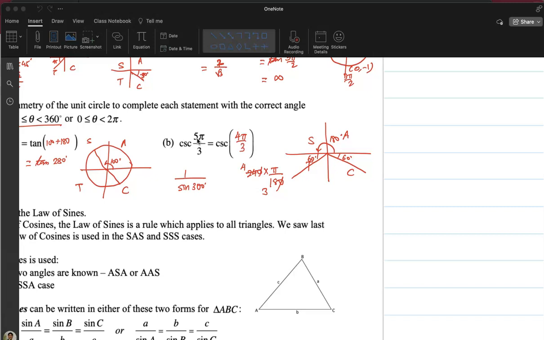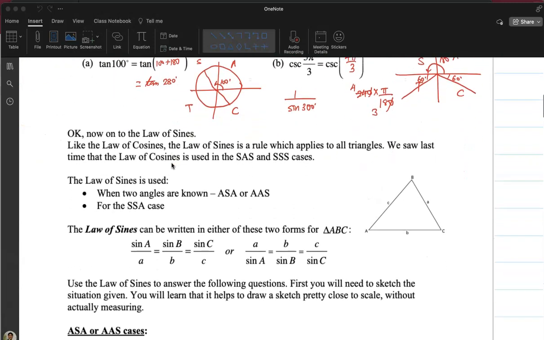I forgot you also have to write in radians. Because it's given in radians, you write in radians. If it's given in degrees, you write in degrees. If you speak Chinese, you speak Chinese.